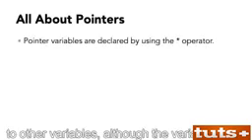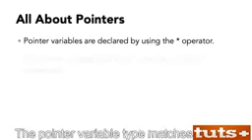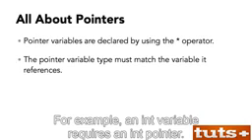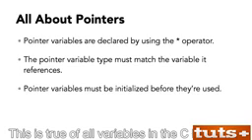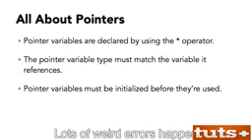The pointer variable type matches the type of variable it references. For example, an int variable requires an int pointer. Finally, pointer variables must be initialized before they're used. This is true of all variables in the C language, but especially so for pointers. Lots of weird errors happen when a pointer isn't initialized. I can't repeat it enough. Pointers must be initialized before they're used.